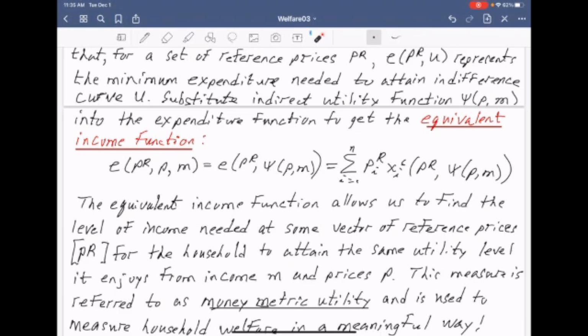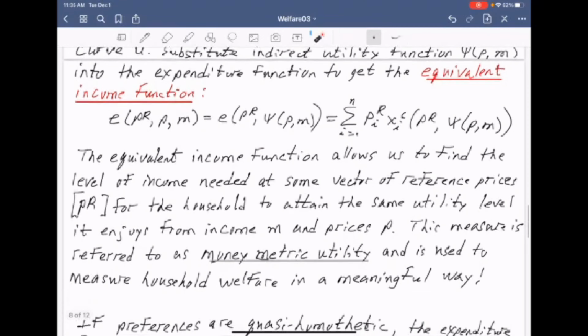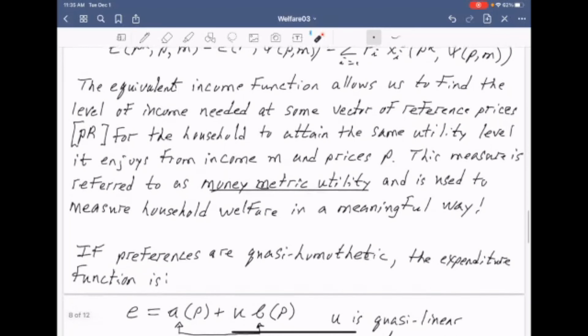So we have the compensated demand functions as a function of the reference prices and the indirect utility function. The equivalent income function allows us to find the level of income needed at some vector of reference prices for the household to attain the same utility level it enjoys from income M and prices P. This measure is referred to as a money metric utility and is used to measure household welfare in a meaningful way.